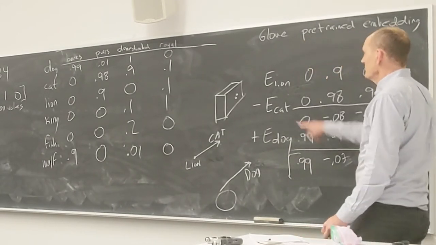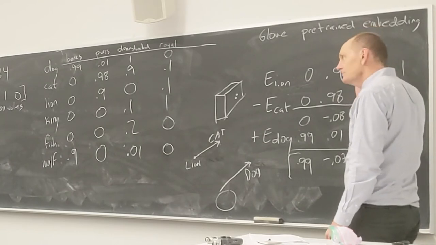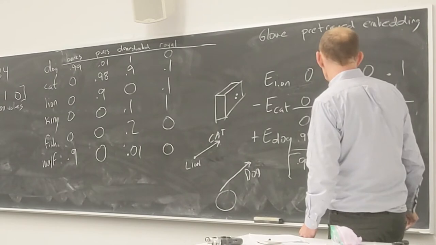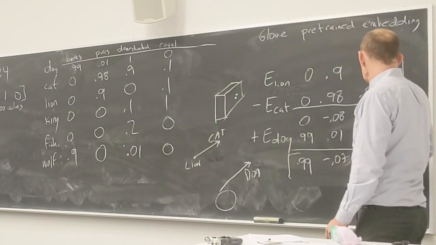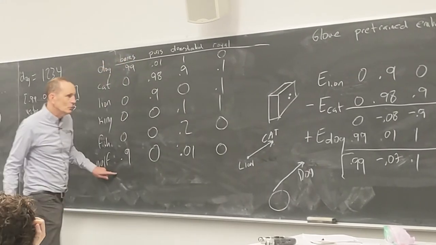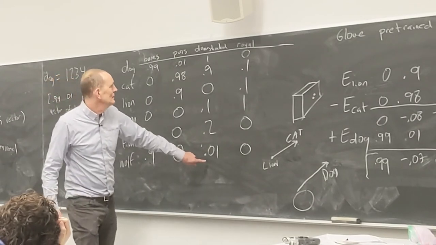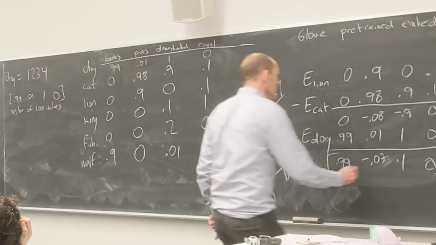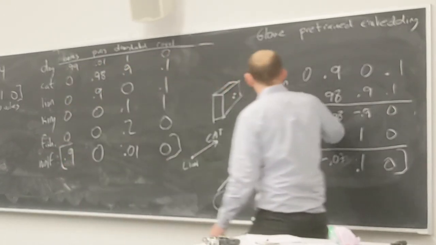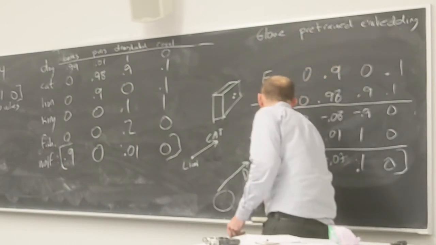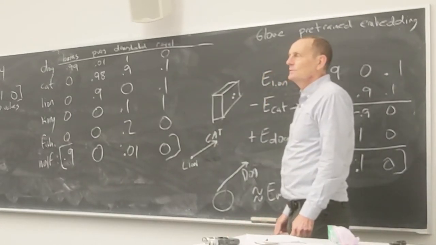What's closest to this vector? Which word? If we just looked at the difference between this and each of these, the closest this is to wolf, right? It's pretty close in barkness. It's close in purrness. It's relatively close in domesticated, because what do we have here? We have a 0.1 and a 0 here. So this guy, lion minus cat plus dog, is approximately E-wolf. Does that concept make sense?